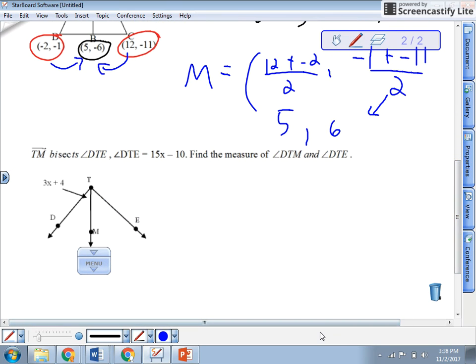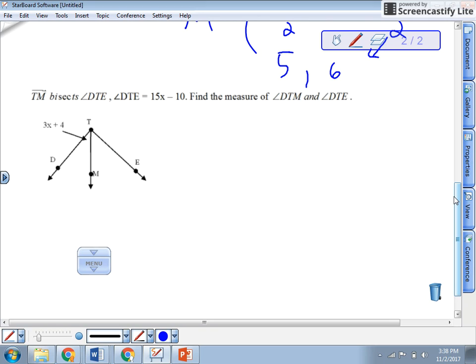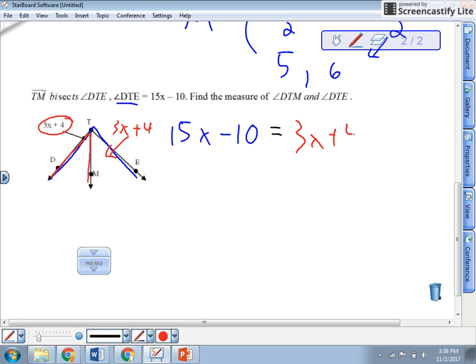Last thing I'll show you guys: TM bisects angle DTE, if DTE equals 15x minus 10. So this whole angle DTE equals 15x minus 10. If this inside part right here is bisected, and that's 3x plus 4, then this side right here has to be 3x plus 4. So I like to say that 15x minus 10 has to equal those two added together because of our angle addition property: 3x plus 4 plus an additional 3x plus 4. At this point, it just becomes an algebra problem. We solve for x.